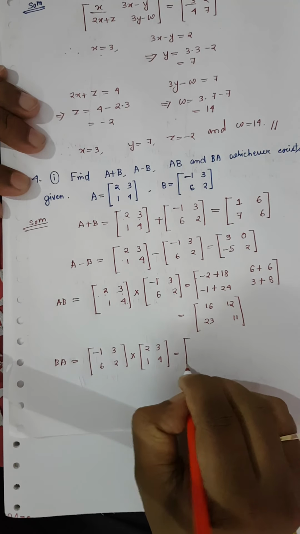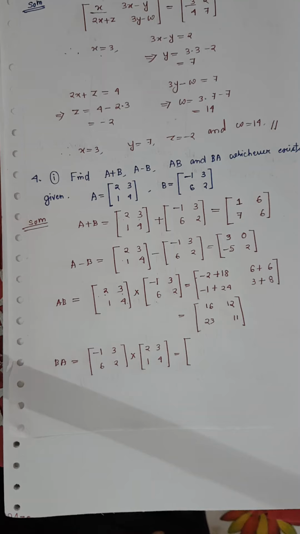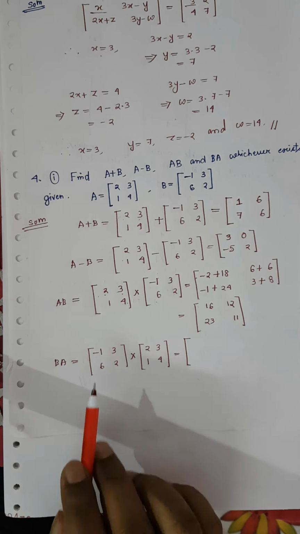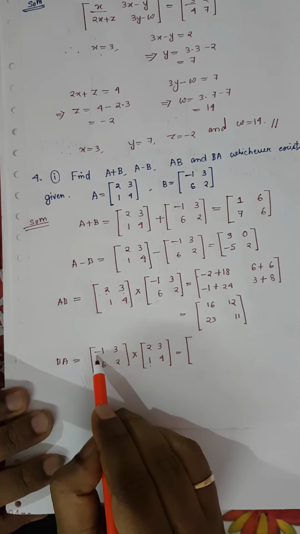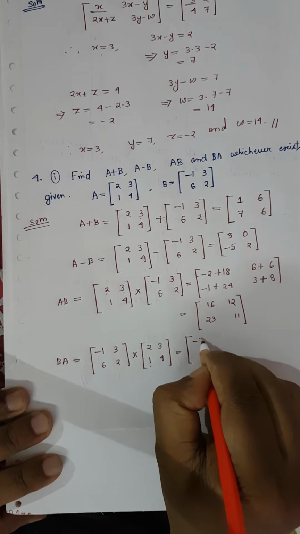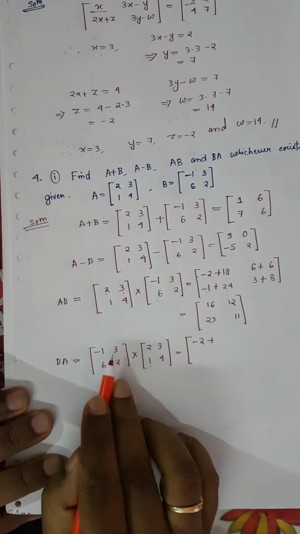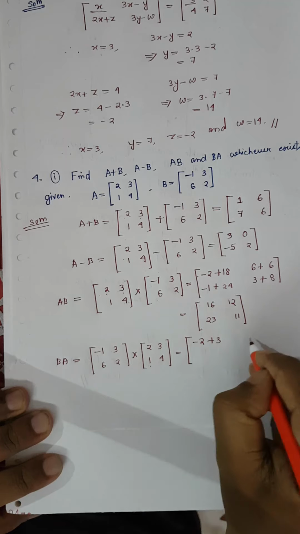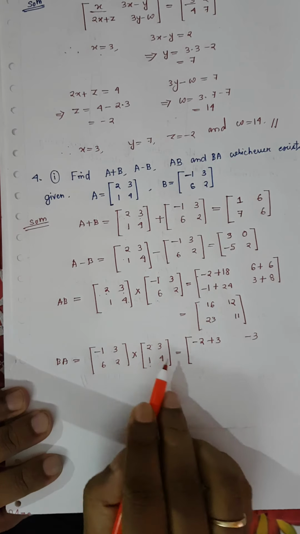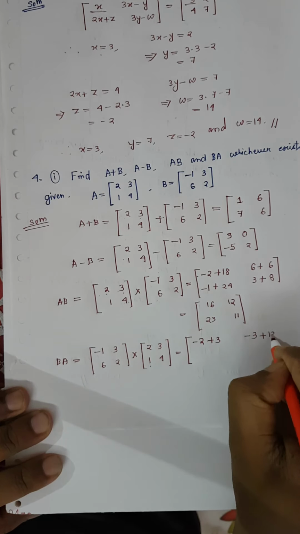Again, when I multiply two matrices, the operation takes place among the first row and the columns of the first matrix and second matrix. Here the first row is minus 1 3 and the first column is 2 1. So multiply minus 1 into plus 2, so it is minus 2. Then plus 3 into 1, it is 3. Minus 1 into 3, it is minus 3. And 3 into 4, it is 12.